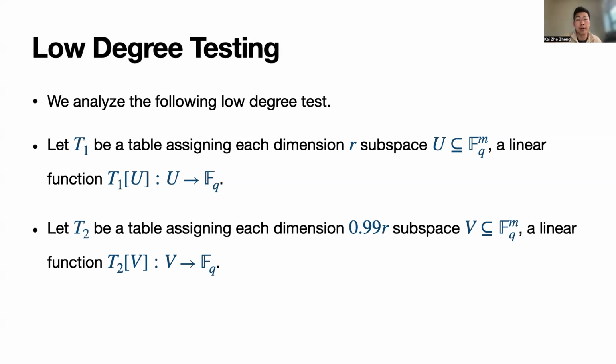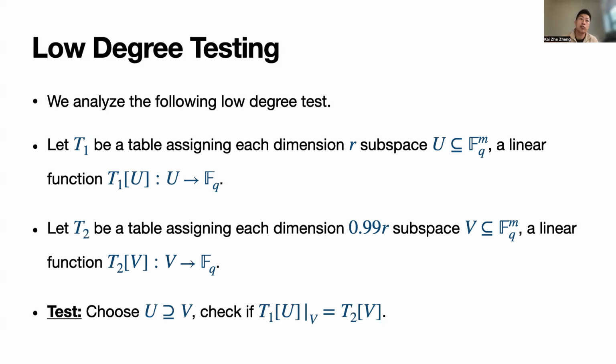And the low degree test we analyze proceeds as follows. You choose a big subspace U, a smaller subspace V, and you check that the 2 tables agree. The point is that T1 and T2 should be obtained from some global linear function. And if that's the case, then you can see that this test always passes. We're interested in what happens when this test passes with some non-trivial probability.